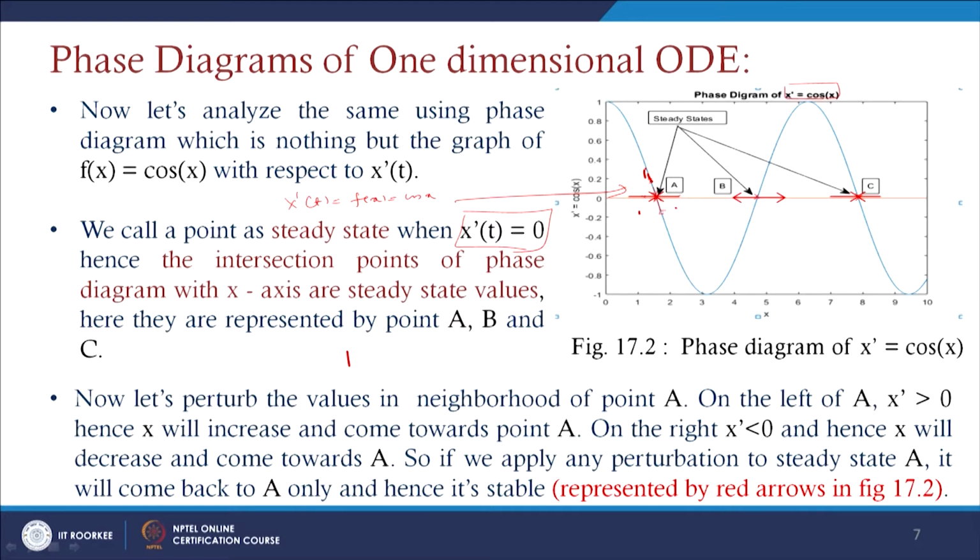And if you see this right hand side here, you can find that this is monotonically decreasing, since this represents negative values, and this will decrease afterwards. So, that is why it will approach towards the point A here, which is represented by red arrows in this figure.